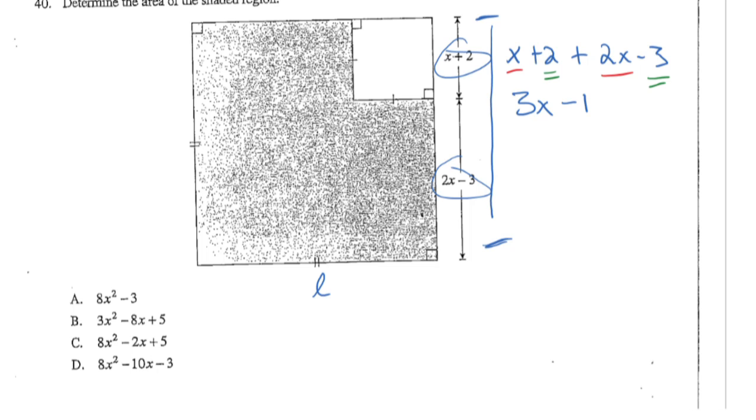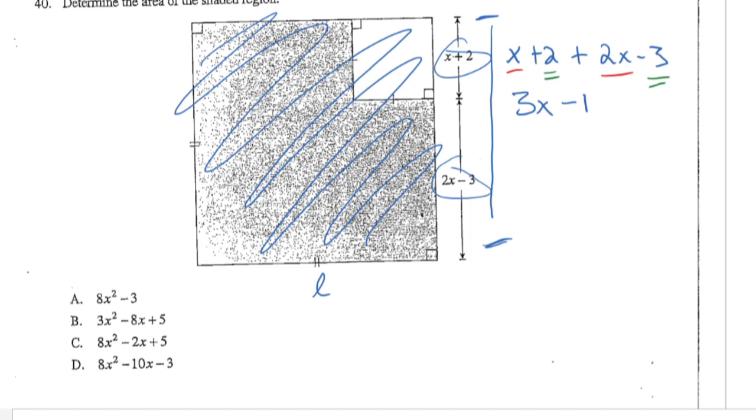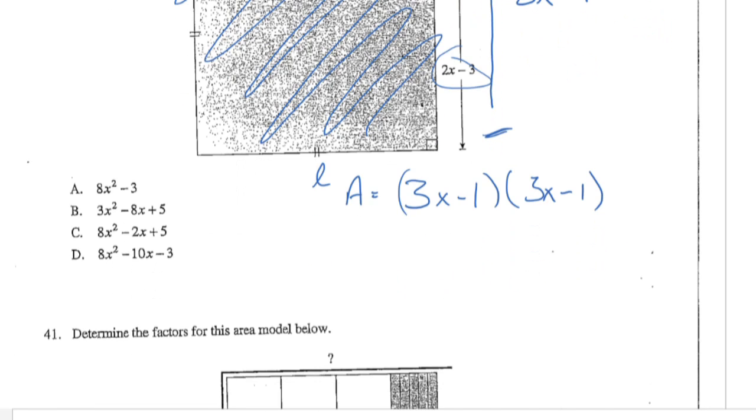So if I want to take the area of the whole square, including that white little block, area is going to be length times width. So 3x minus 1 times 3x minus 1, or 3x minus 1 squared. All right, I'm going to FOIL: first, outside, inside, last. 3 times 3 is 9. x times x is x squared. 3x times negative 1 is negative 3x, minus 3x plus 1. So there is my FOIL.